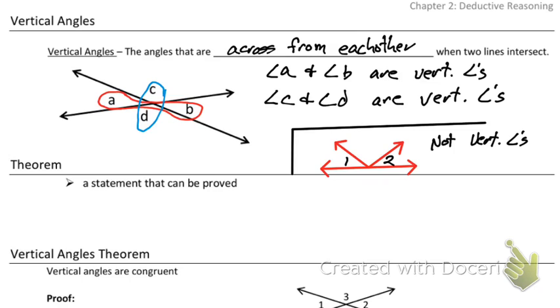Because I could say this is 30 degrees and this is 30 degrees. They're congruent, but they're still not vertical angles. Vertical angles need that crisscross. So this whole thing would be a vertical angle for this whole thing, straight across.